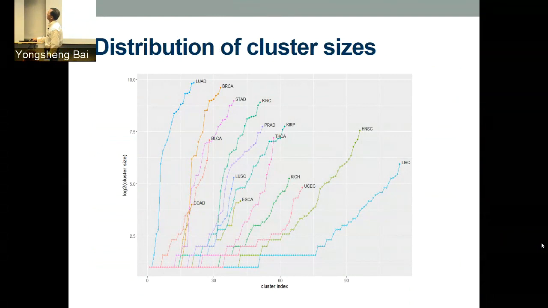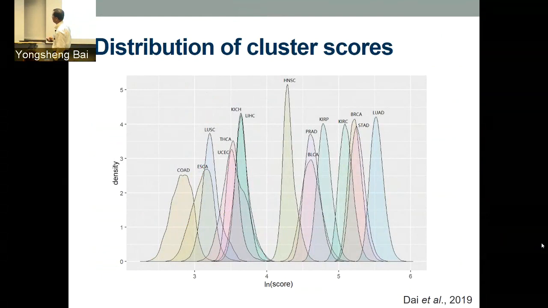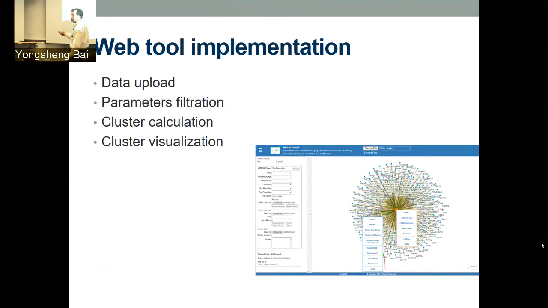From this distribution, we also see the cluster score distribution. LUAD and BRCA are again close to the very high cluster scores, and LIHC is not that low, but it's also somewhere here. And this is the observation for the results. Any questions so far?